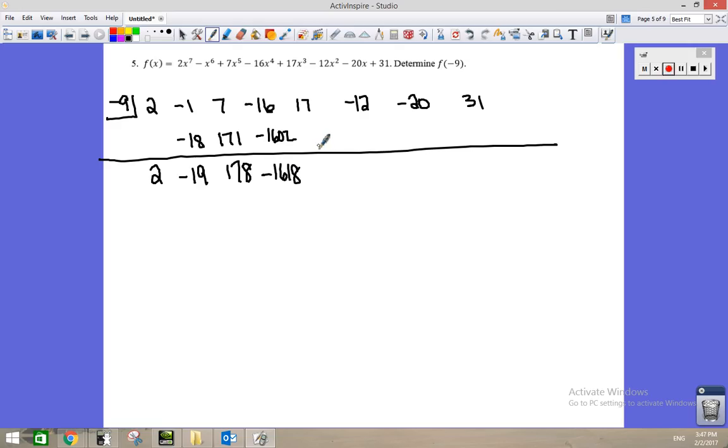Multiply, and I get 14,562. Add, 14,579. Multiply, and I get -131,211. Subtract 12 from that. Multiply by a -9, so it'll be positive.